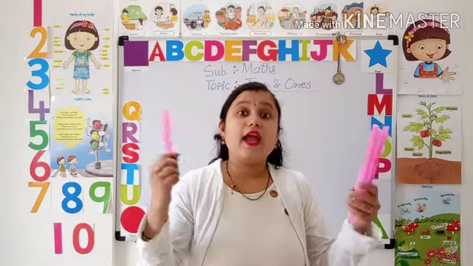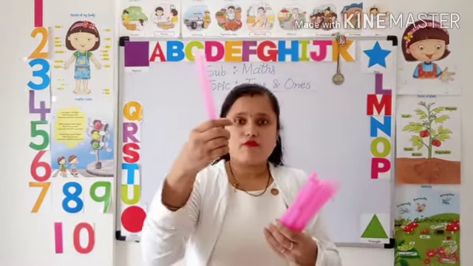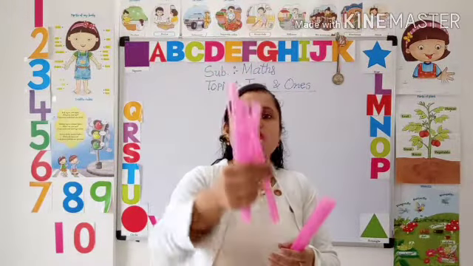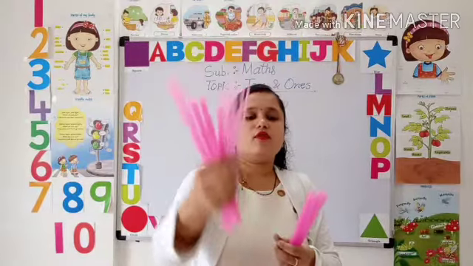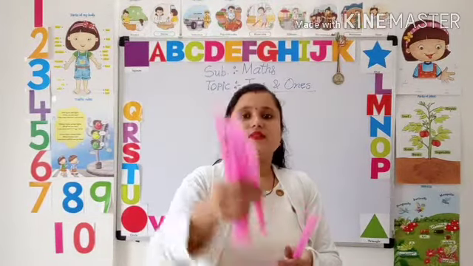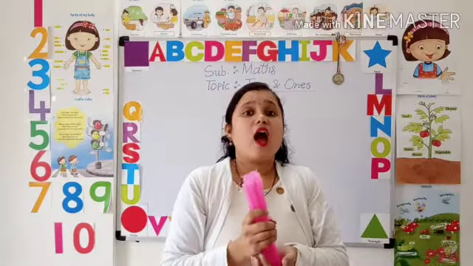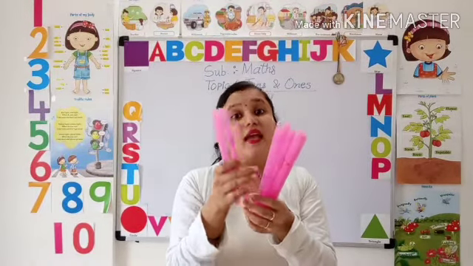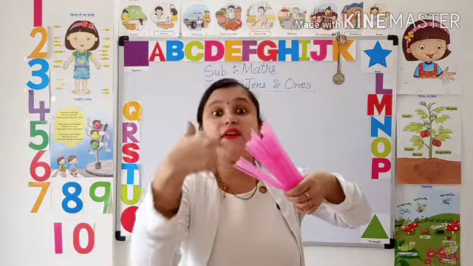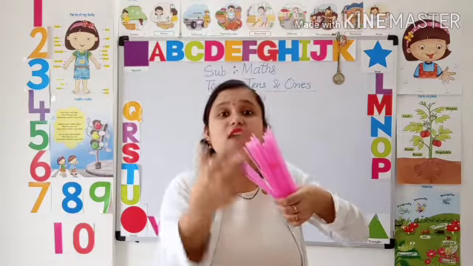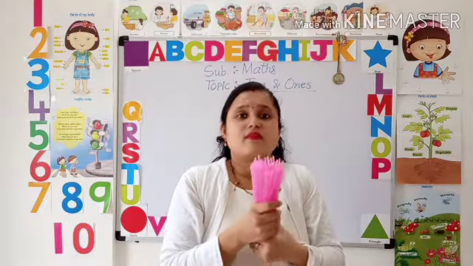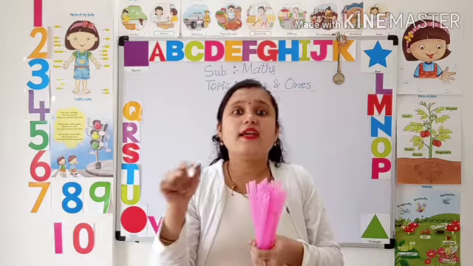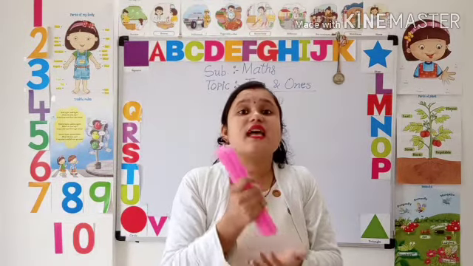I have 8 bundles of 10 straws. 1, 2, 3, 4, 5, 6, 7 and 8. How many bundles do I have? 8 bundles. It means 8 tens. So, what's my answer? Yes, my answer is 80. How many straws do I have?